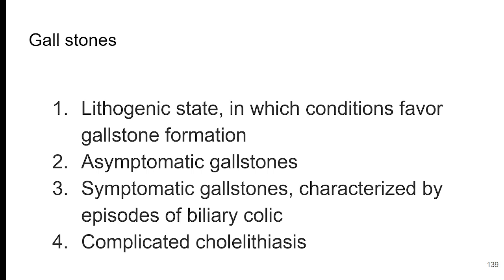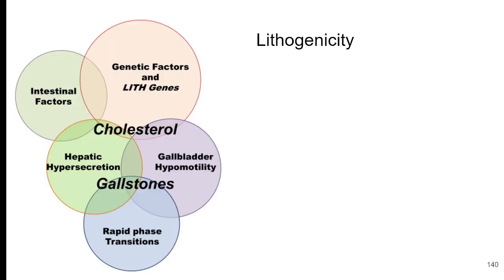Then asymptomatic gallstones. Symptomatic gallstones, characterized by biliary colic, or complicated cholelithiasis, where you have complications like perforation, empyema, and so on. So gallstones now are studied under these 4 stages: the lithogenic state, asymptomatic gallstones, symptomatic gallstones, and complicated cholelithiasis. Now, as far as lithogenicity, the stones being formed, what are those factors which can precipitate the lithogenic state?